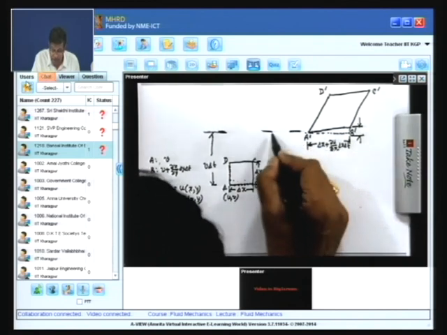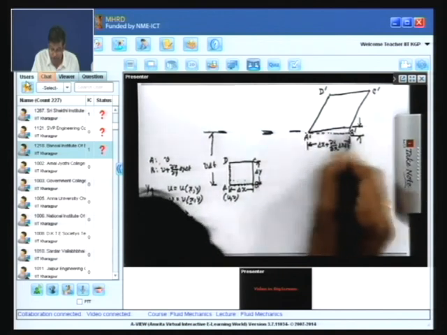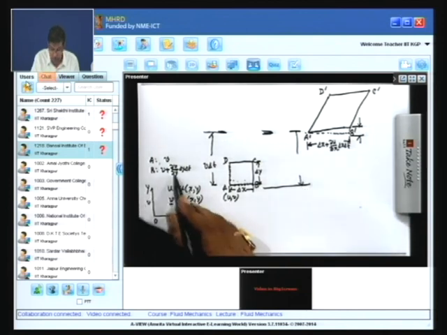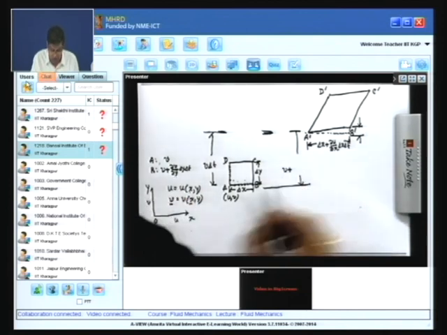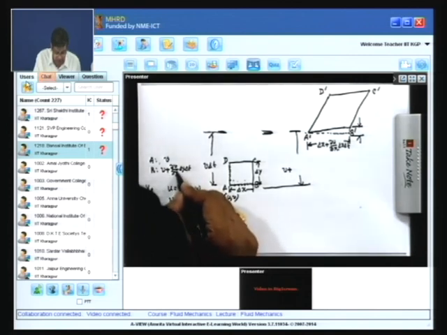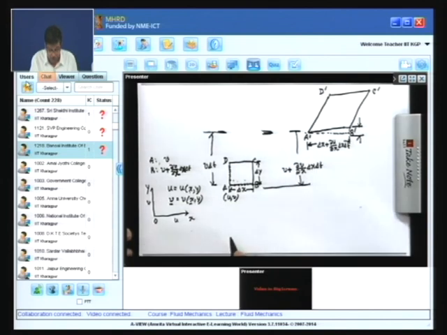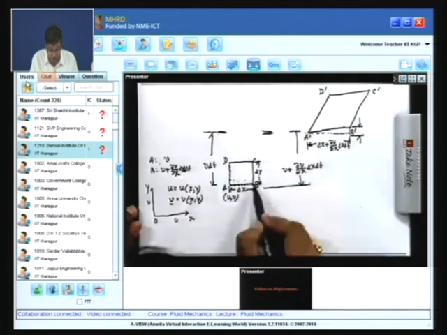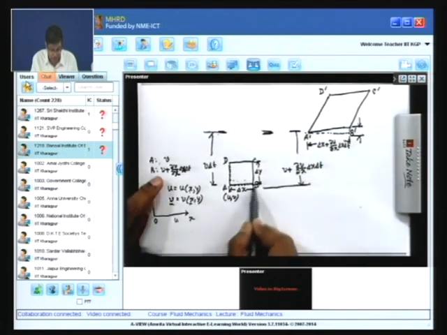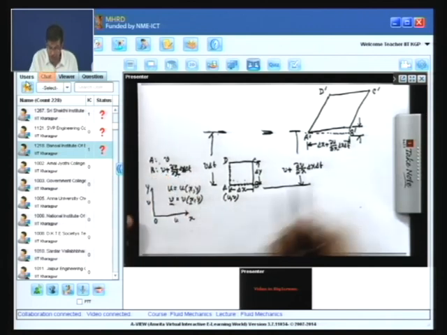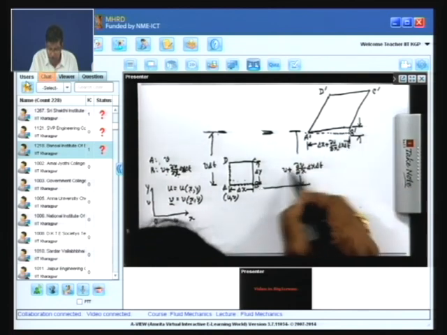But B moves with a different velocity. If we take from A, this is parallel. Then if we take from B to B dash, it will be different. B dash to B will be V plus del V del X into del X into delta T. Clear? Because this is moving with V, it will have a displacement here of V delta T. But this moves with a greater V because V is a function of X, that is V plus del V del X delta T.